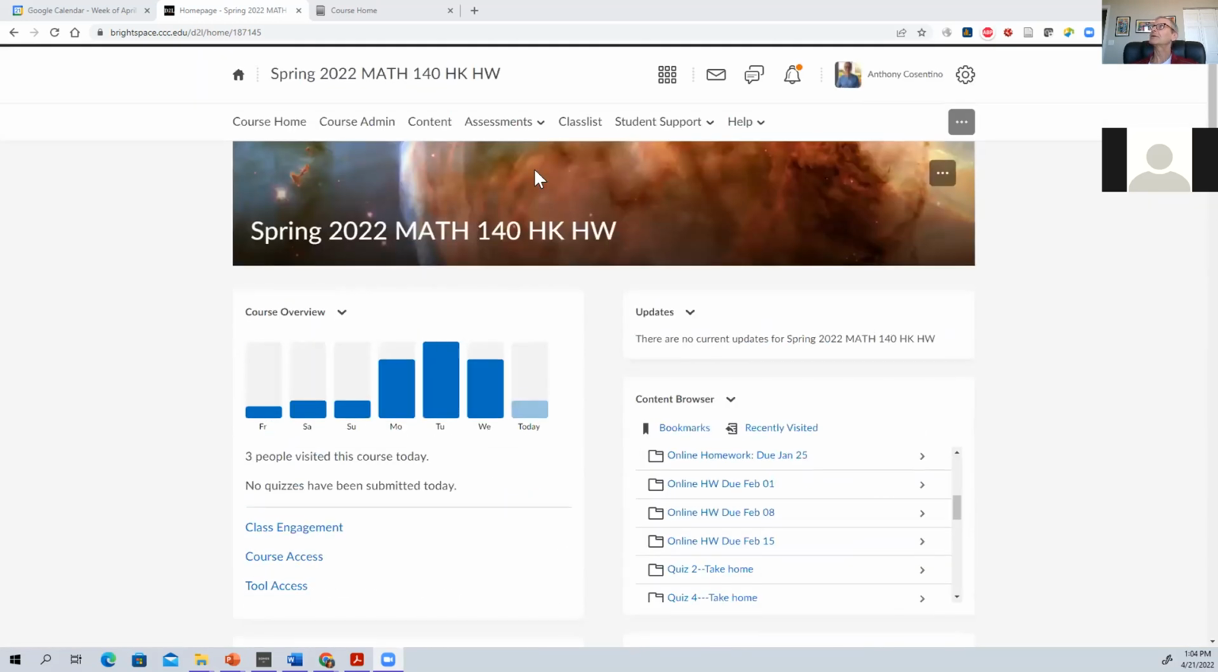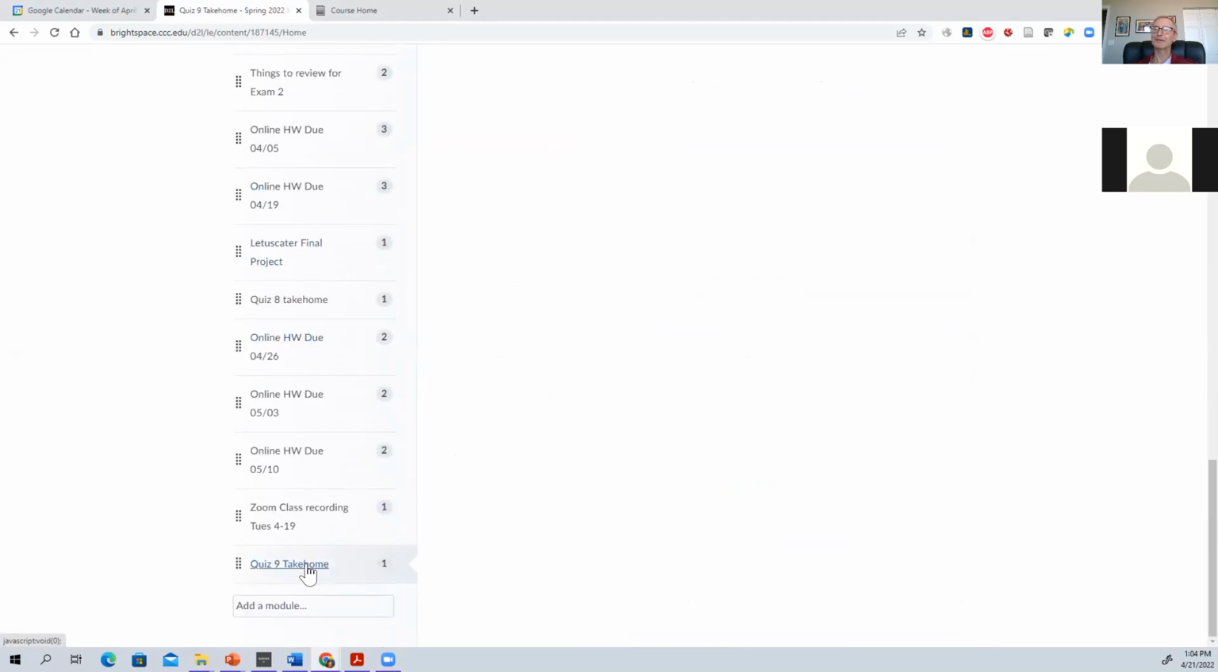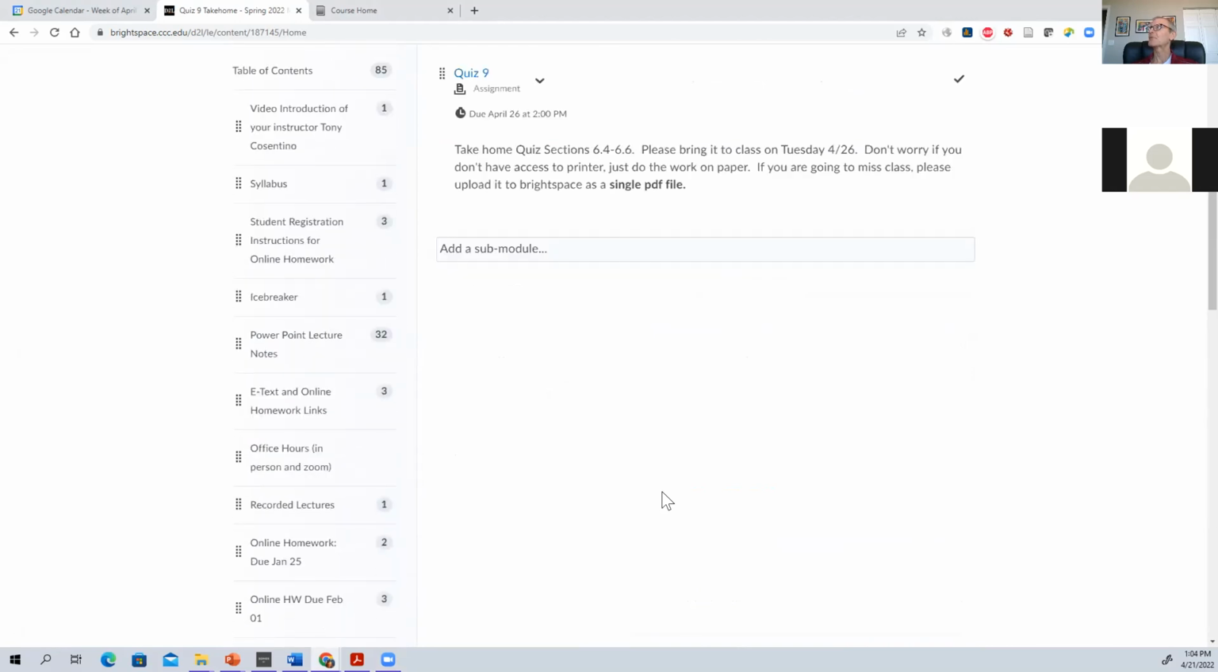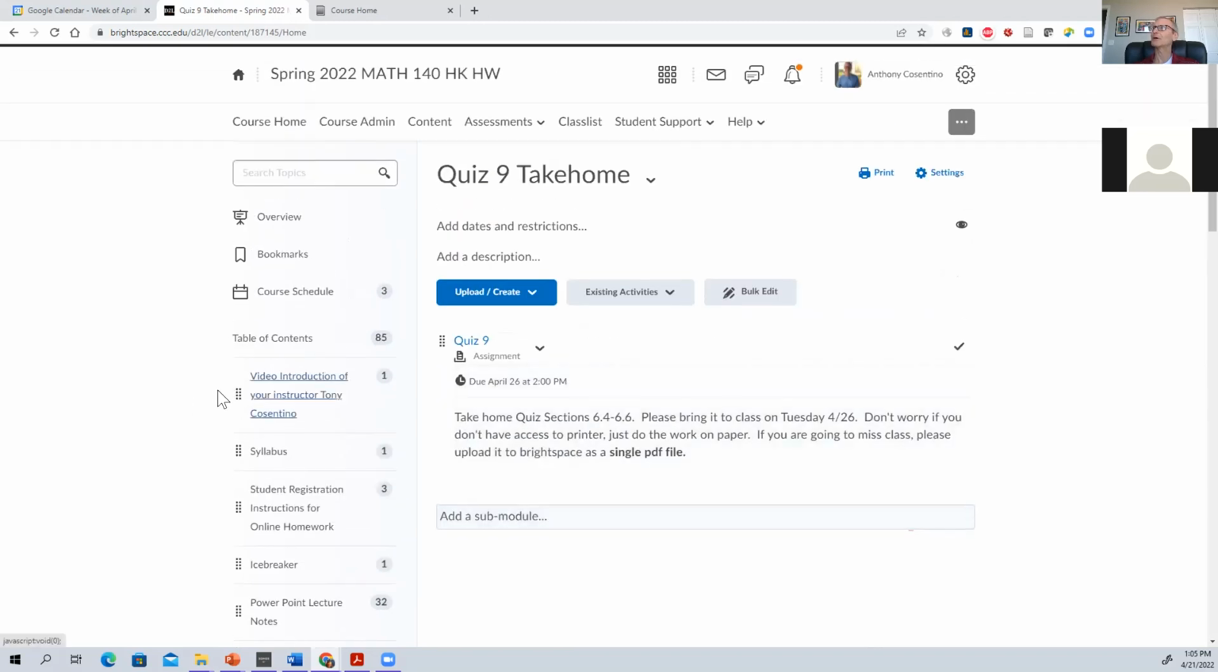You can find it under content here. If you go all the way down to the bottom, you will find the take-home quiz right here. This would be due on Tuesday. Like all the take-homes that I've given, you'd bring it in to class on Tuesday. I would prefer to grade it on pieces of paper. So if you don't have a printer, don't worry, just write it out on regular paper and bring it in. If for some reason you're going to miss class that day, you could always upload it as a single PDF file, and I'm happy to grade it that way as well.